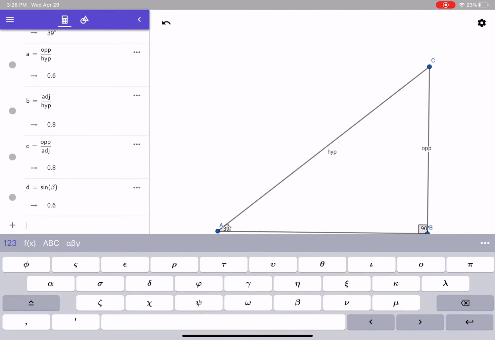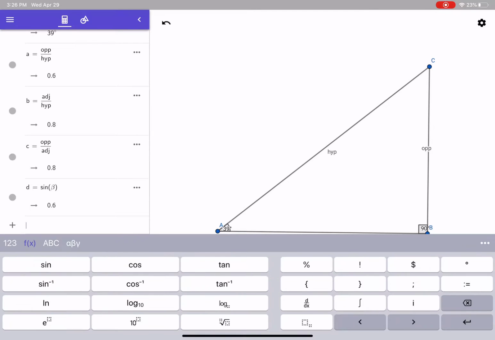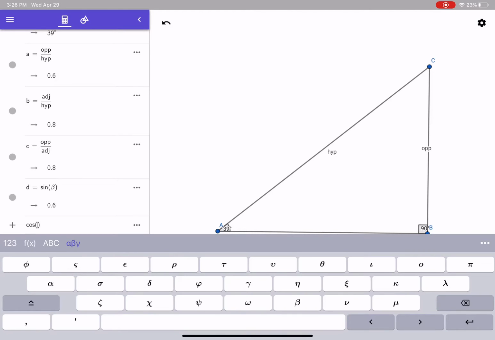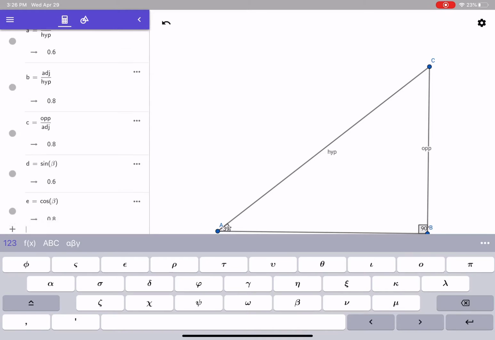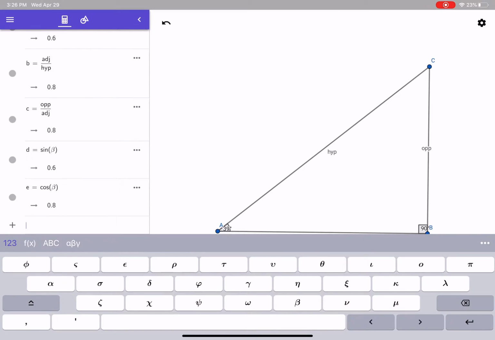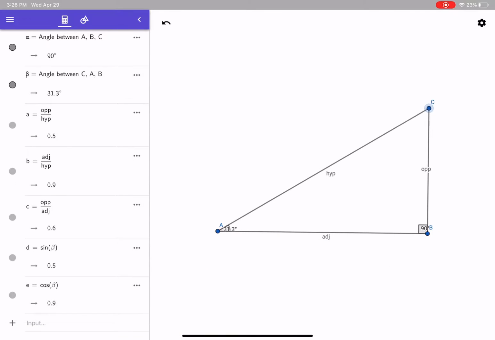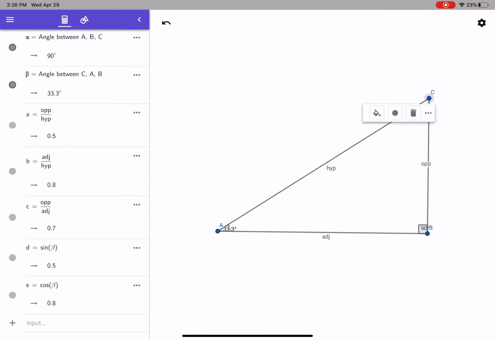Let's try cosine. Go back over here to functions, cosine, put our angle measurement of beta in there, so I'll have to get the Greek alphabet and type in beta. And now this time I get 0.8. And you can see that 0.8 is also one that's on here. Which one is the 0.8? Well, now it's 0.9. It's the adjacent over the hypotenuse. That's the one that it matches up with. Right? And then we have one more to try, which is the tangent.